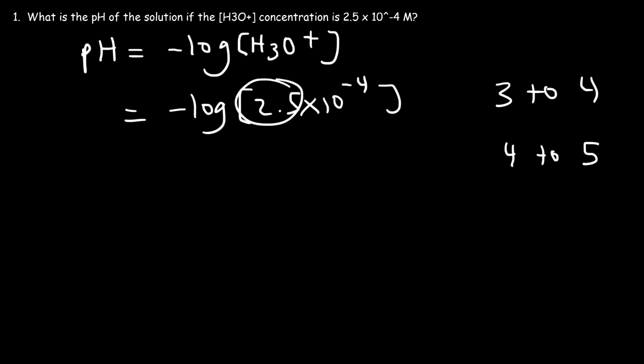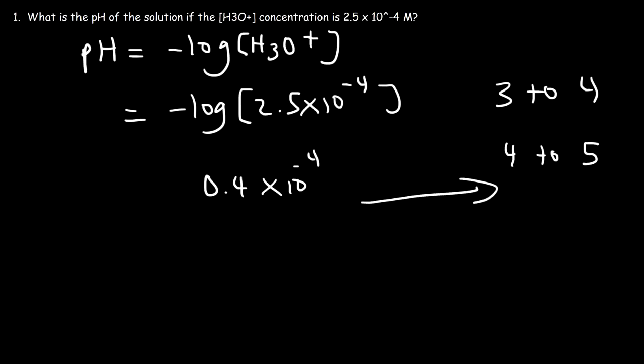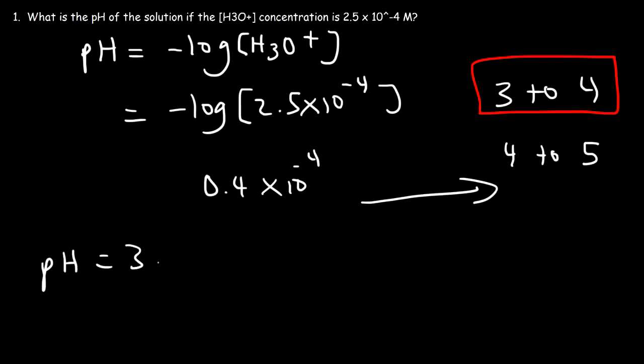If this number here is greater than 1, choose the lower region. If it's less than 1, let's say if it was like 0.4 times 10 to the minus 4, I would choose this value. So we know it's somewhere between 3 to 4. Now let's go ahead and plug it in and see what the exact value is. So if we type in negative log 2.5 times 10 to the minus 4, this will give us a pH value of 3.6, which is indeed between 3 to 4.